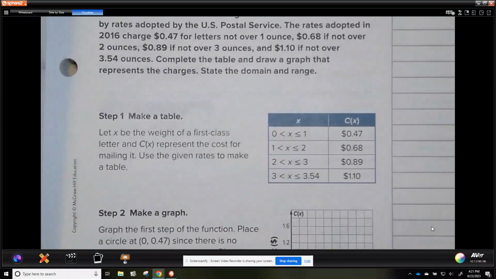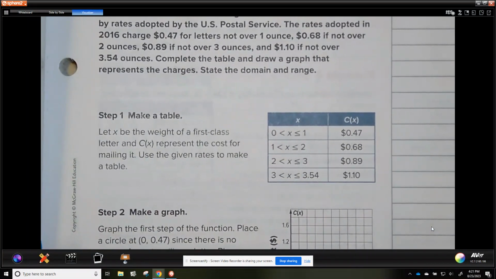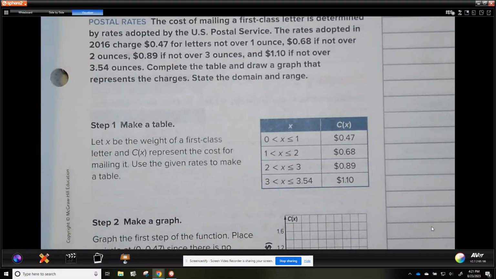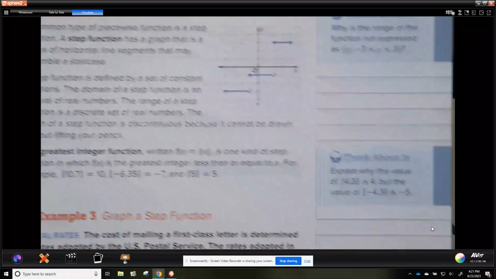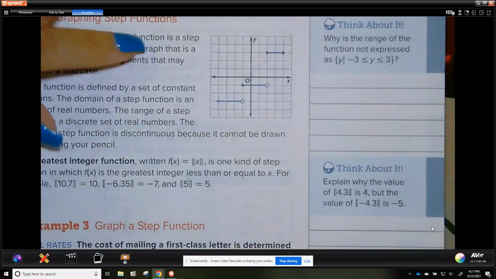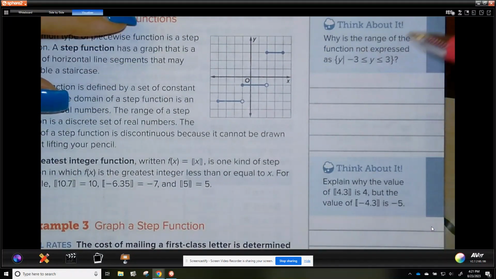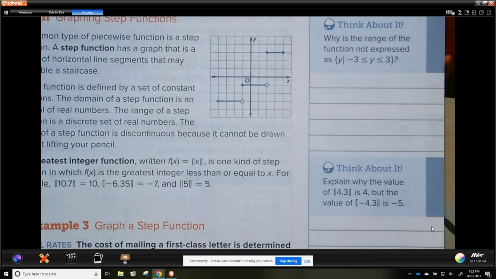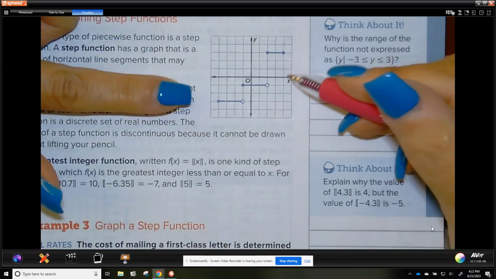Okay, so now let's look at some step functions. This is a special type of piecewise function. Before I go on to greatest integer, I want to look at this one. They're asking why the range is not expressed here. So let's talk about domain and range with this graph right here.